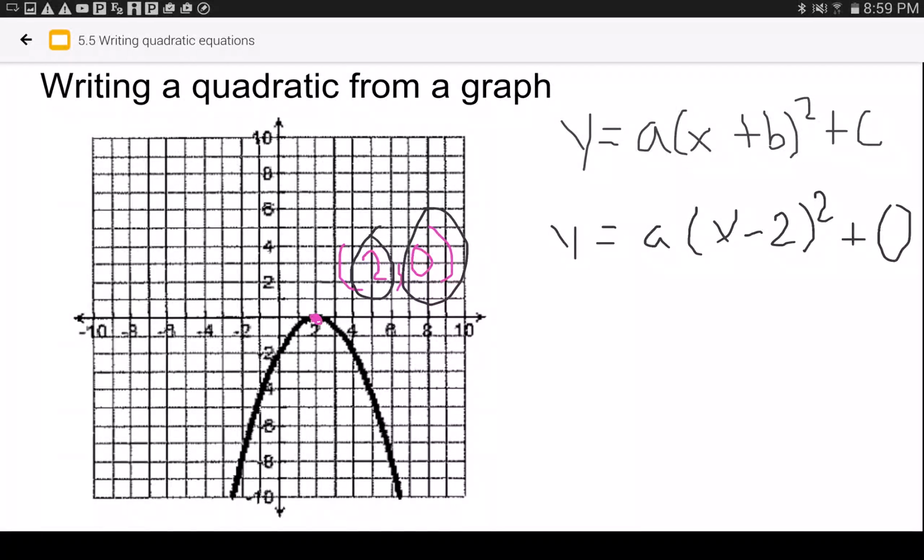And then a is where that next point is. So let's figure out that next point. That next point is here. So it is up 2 and over 2. It looks like it's going up 2 and over 2. So that's what we're going to put for our a value. Our a value is going to be 2 over 2.